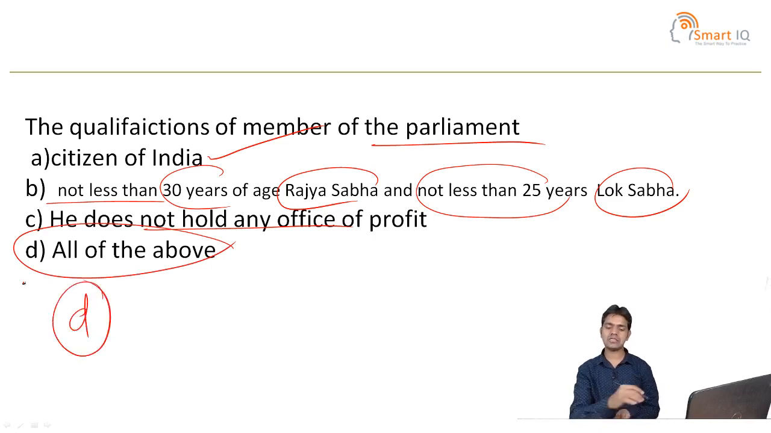So option D is the correct answer regarding the qualification of a member of the Parliament. That is citizenship of India, not less than 30 years of age in the case of Rajya Sabha, and not less than 25 years in the case of Lok Sabha, and he does not hold any office of profit under the central government or state legislature. So that is the reason all of the above is correct regarding the qualification of members of the Parliament.